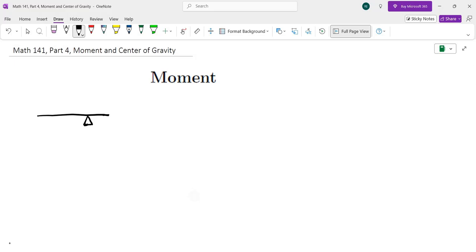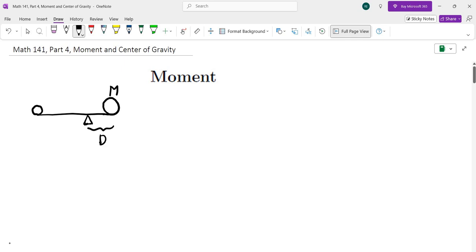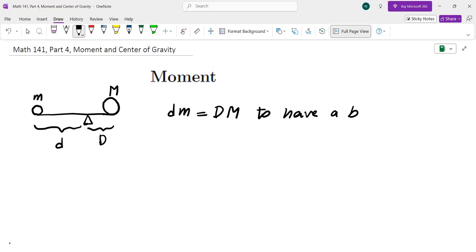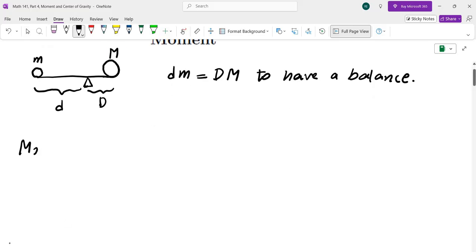So imagine you have a seesaw and you want the seesaw to be balanced. So you have two objects sitting at both ends of the seesaw. So when do we have a balance in a seesaw? When the distance multiplied by the mass is the same on the two sides. So this quantity d times m must be the same to have a balance. Now, this quantity is called moment. So moment is tendency of rotation.